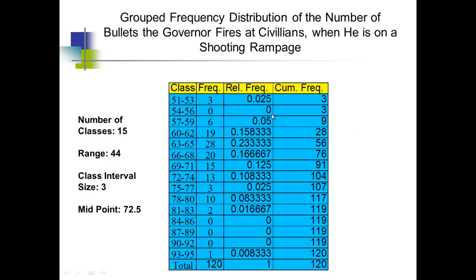The relative frequency here is basically you take this number and divide it by this number. Okay? So you got it here. And then the cumulative frequency here is basically just adding this number to the number above it. All right? So you can get sort of a running total of how many there are.